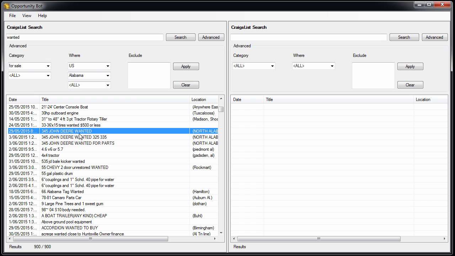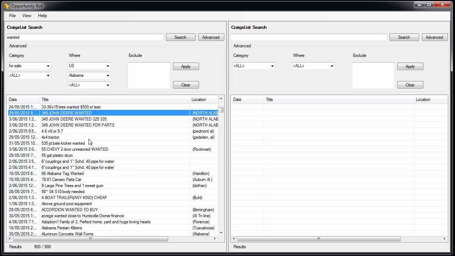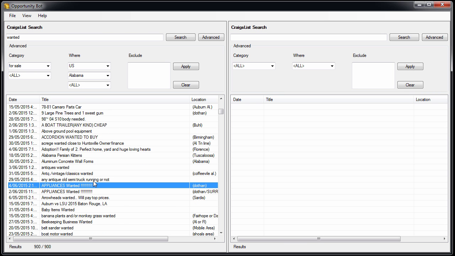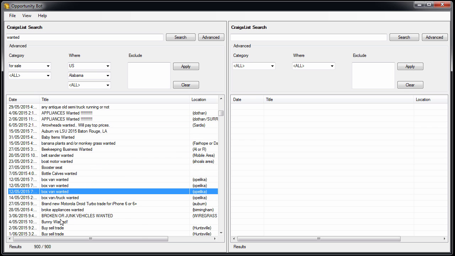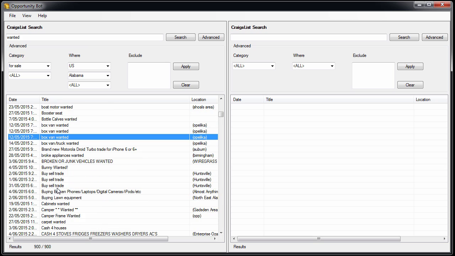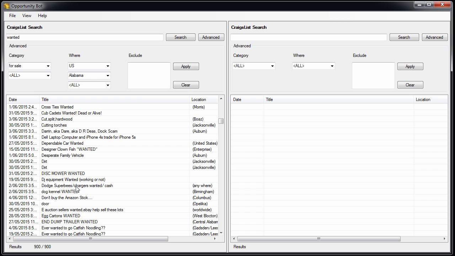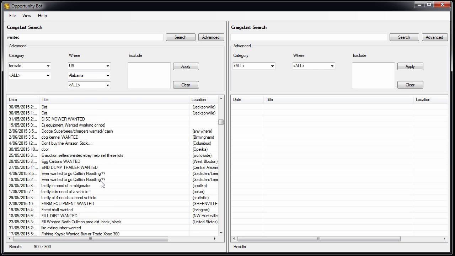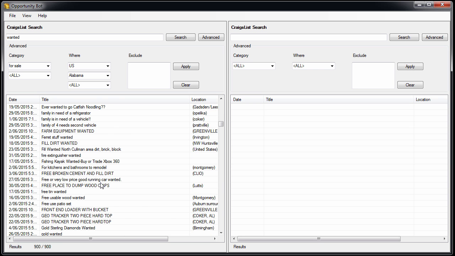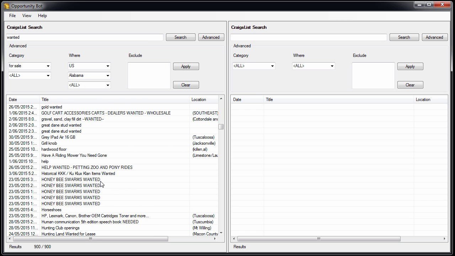Yeah, we can see. So we've got, this looks like a dealer to me. Appliances wanted, got another dealer. Box van wanted, no, actually, that one's probably not a dealer. They stick out like a sore thumb. As soon as you see that double up in the line, you just have a look at it, and a lot of the time it's a dealer.